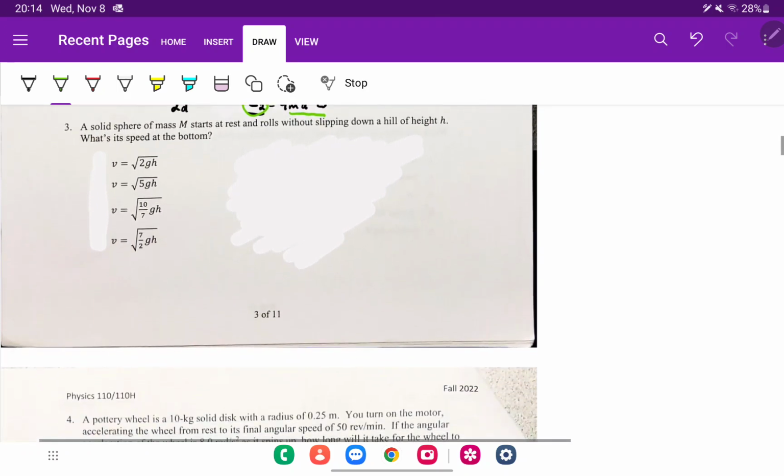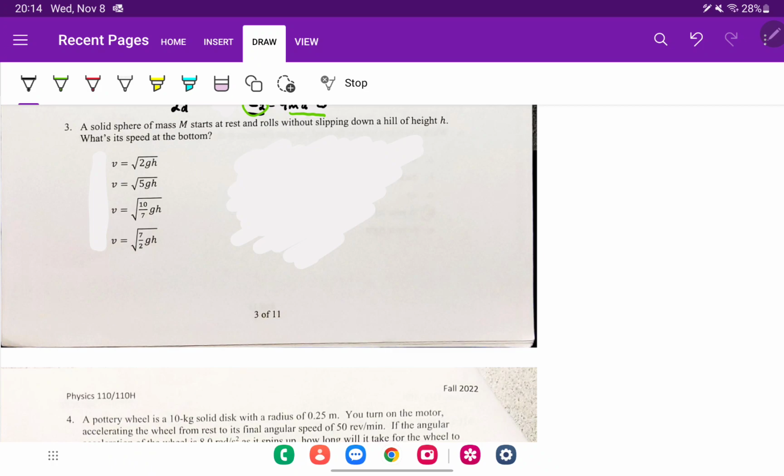Now, number 3, a solid sphere of mass m starts at rest and rolls without slipping down a hill of height h. What is its speed at the bottom? Okay, so whenever we're looking at questions like this, I have a mass that's starting at rest and rolling, and then we're figuring out a final speed. So when you're seeing all these words come together, starting at rest, finding speed, and it's giving you a starting h, it should be triggering a sign that you should be using conservation of energy in this question.